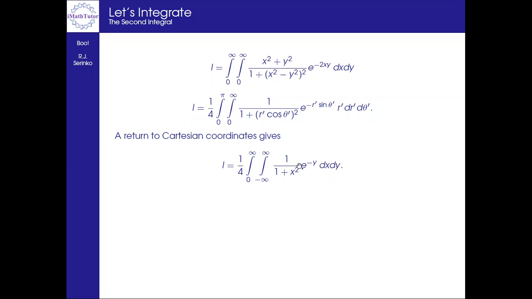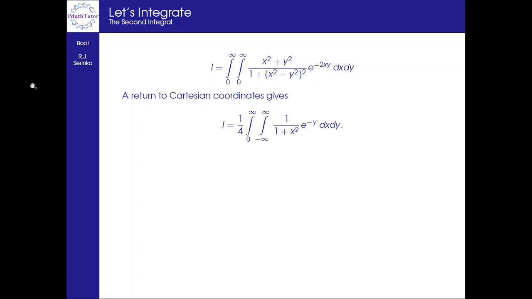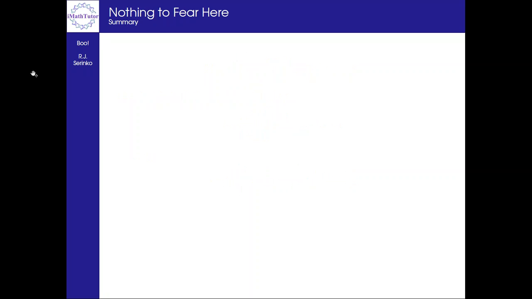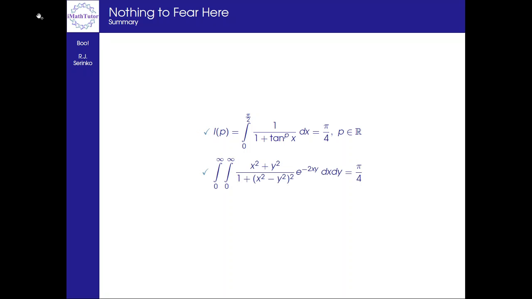And lo and behold, I have a function of y alone, a function of x alone. So now I can change this into 2 one-dimensional integrals. This one integrates to 1, this one integrates to pi. Together we get pi over 4. So as we see, we have nothing to fear here. These seemingly difficult and frightening integrals were actually not that hard to do. Just a little bit of trial and error and paying attention to what we do so that we can put things together to get the answer.